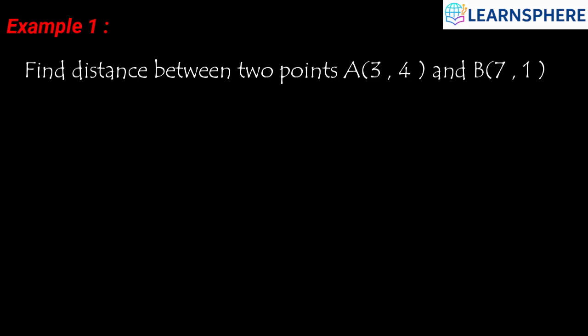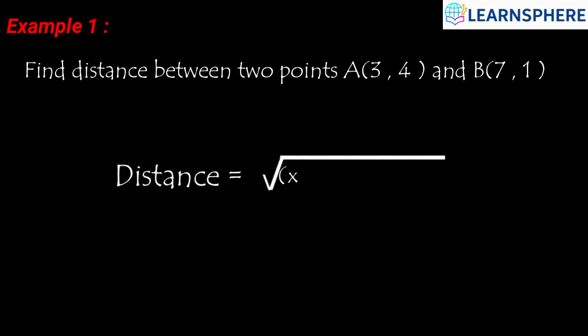For example 1, we have the question, find the distance between A, which has the coordinate of (3, 4), and B, which has the coordinate of (7, 1). For this question, we can use the formula for distance, which is square root of (x2 minus x1) squared plus (y2 minus y1) squared.